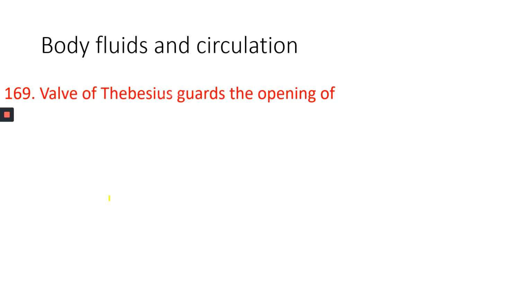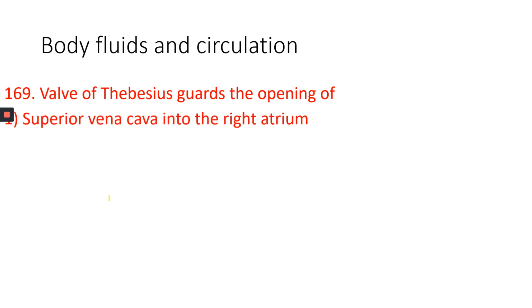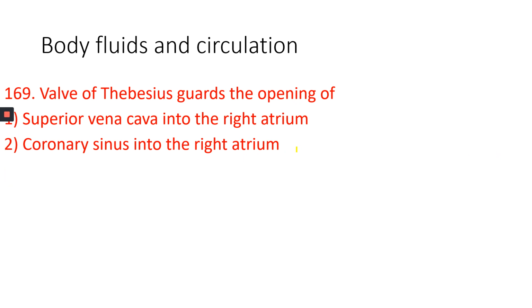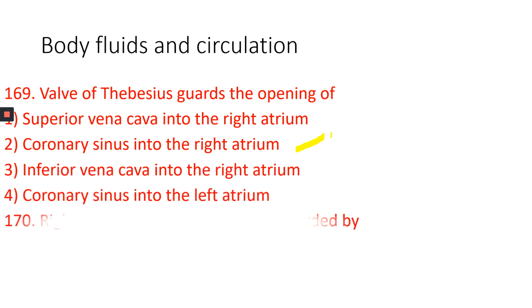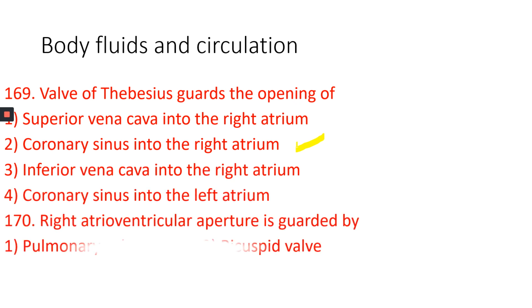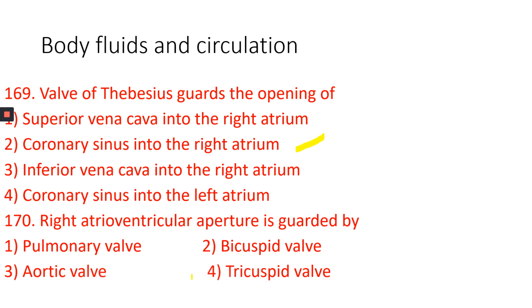Next, 169. Valve of Thebesius. The valve of Thebesius guards the opening of what? Okay, it guards the opening of the coronary sinus into the right atrium. Next one, 170. The right atrioventricular aperture is guarded by what? On the right side, which valve is present? Right side, the tricuspid valve.